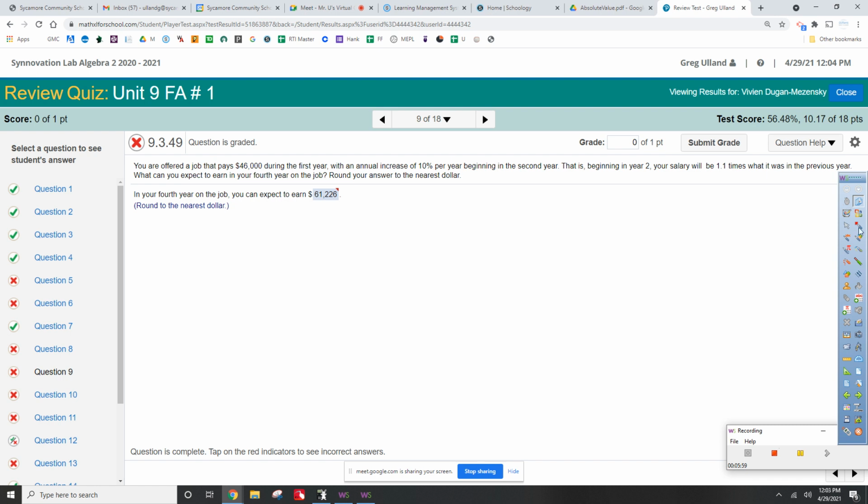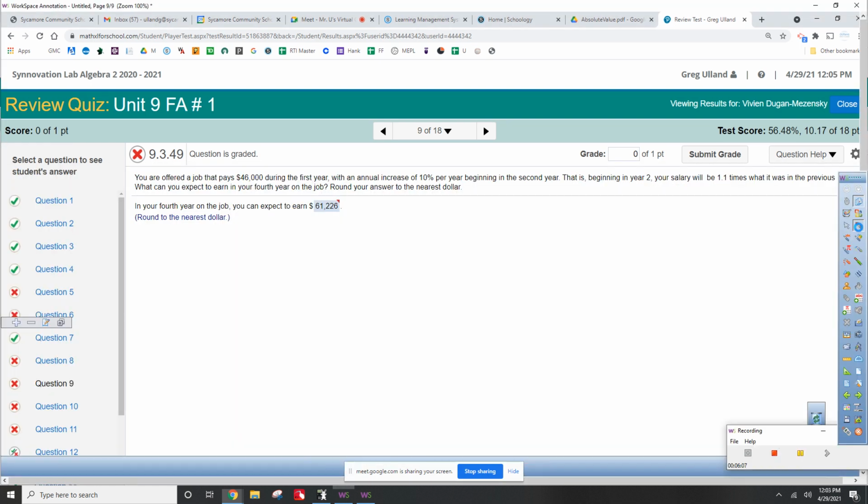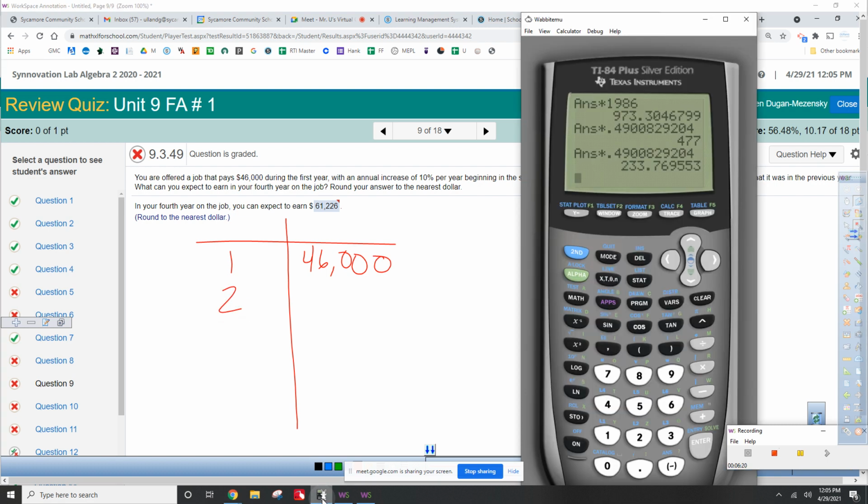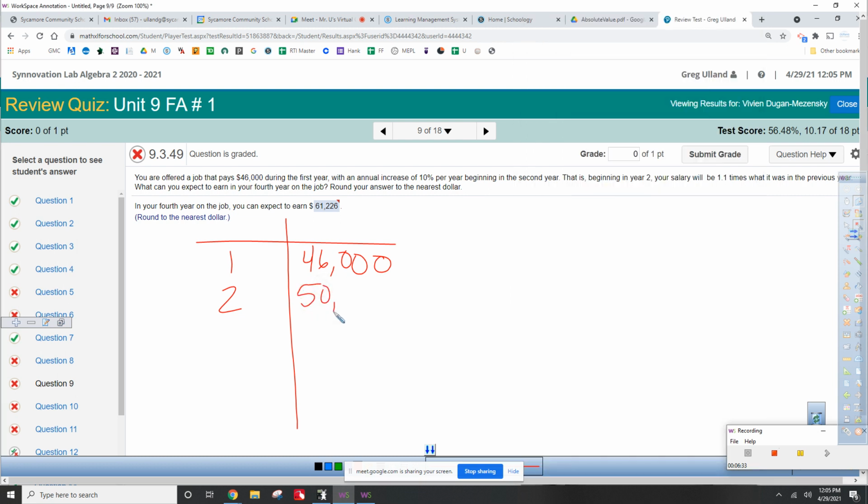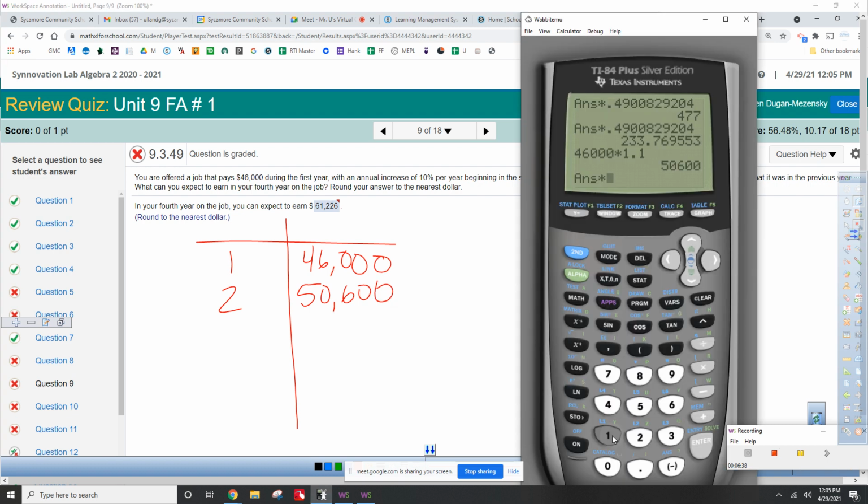So let's T-chart it up here. First year, 46,000. Second year, 46,000 times 1.1. 10% raise, that'd be nice. So that's 50,600. Next year, just multiply that by 1.1. 55,660.